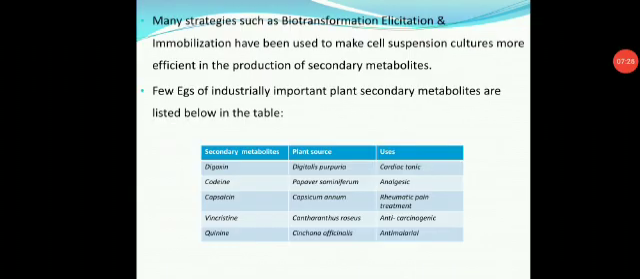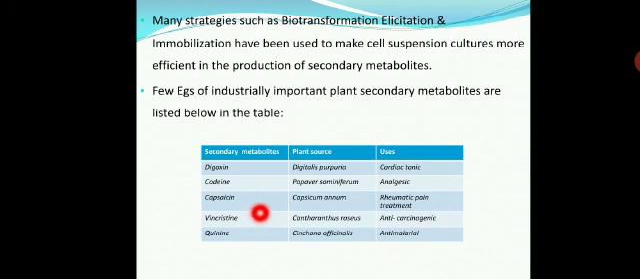Then the next one is that many strategies such as bioinformatics, elicitation and immobilization have been used to make cell suspension cultures more efficient in the production of secondary metabolites. Here are a few examples given in the table below. For example, secondary metabolites like digoxin, codeine, capsaicin, vincristine and quinine.